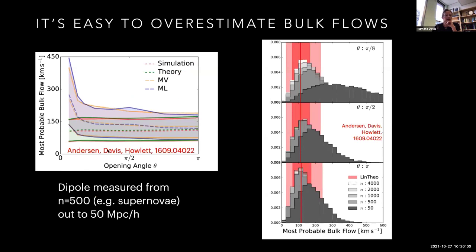We did a measurement with Per Anderson, who noted that it's actually very easy to overestimate bulk flows. This was a paper mostly aimed at looking at the supernova data. If you're trying to measure a dipole from supernova data and you have numbers on the order of 500, if you don't have a full sky survey, then you can badly overestimate your bulk flows. It's simply an incompleteness measure. And they showed that you either need large numbers or as much coverage of the area of the sky as possible in order to get accurate bulk flows from this. So that's just another small detail to mention.